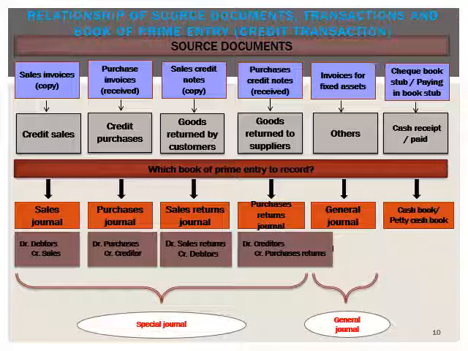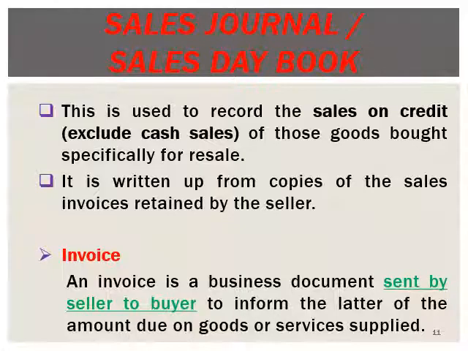And the last one, we have the checkbook stub or paying in book stub. This is related to the cash receipt or cash payment. As a cash transaction, this should be recorded in the cash book or the petty cash book. Now let us look at the special journals one by one. First, we have the sales journal, which we may also call the sales day book.